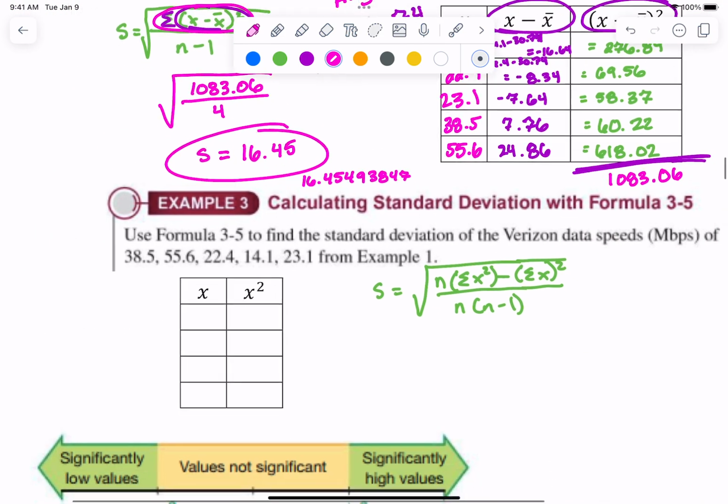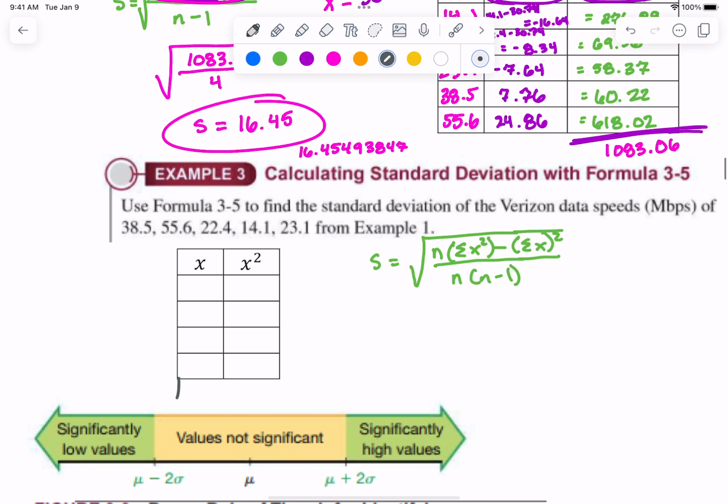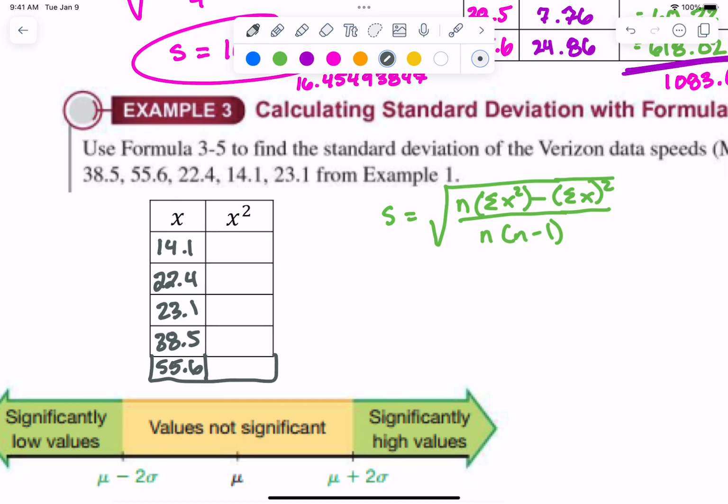This next one is a lot shorter, but I am missing a fifth block here, so maybe make a fifth one. Sorry, for some reason I only have 4. And let's put these ones in order as well. So 14.1, 22.4, 23.1, 38.5, 55.6. So you're going to have to add a little column onto the bottom. And then we're going to square each one. So we're just squaring.